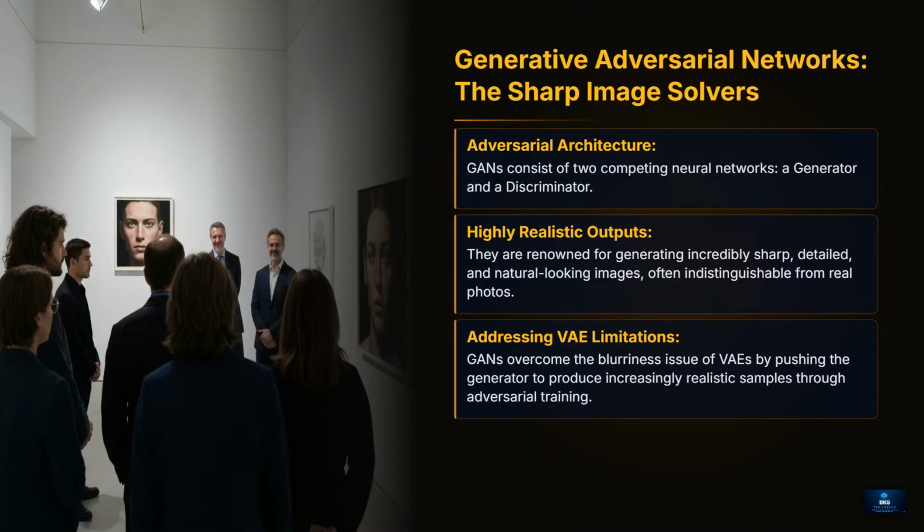Now, if VAEs produce slightly blurry outputs, how do we get those super sharp, realistic images you often see? That's where generative adversarial networks, or GANs, come in. They use a brilliant adversarial approach with two networks battling it out, which leads to incredibly realistic and detailed outputs.